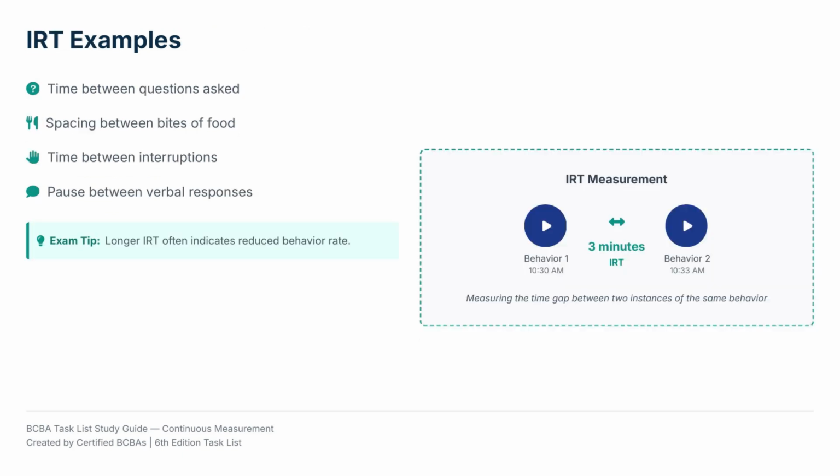Examples of interresponse time include the time between questions asked during a conversation. We might also measure the spacing between bites of food during a meal. Another example is the time between interruptions during classroom discussion. When implementing DRL procedures, longer IRT values typically indicate that behavior is occurring less frequently.